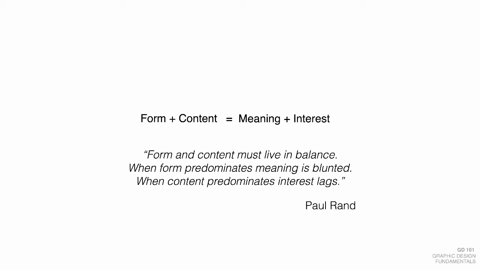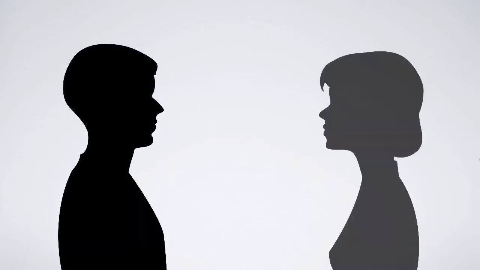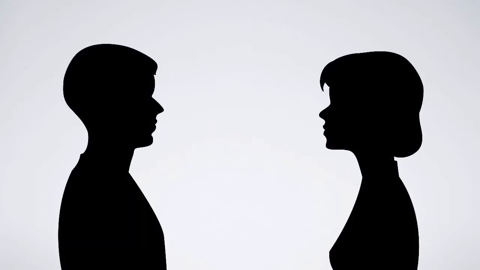Form and content must live in balance. When form predominates, meaning is blunted. When content predominates, interest lags. Let's use graphic design again to help with this idea. Let's imagine for a moment that you want to convey a thought or an idea to somebody else.